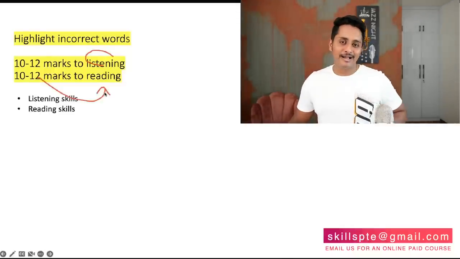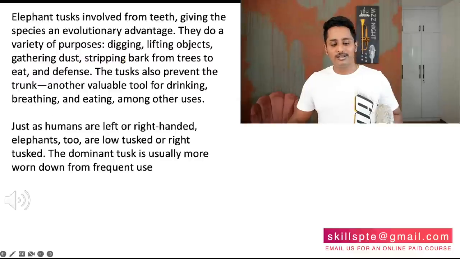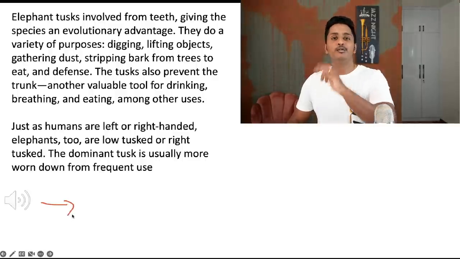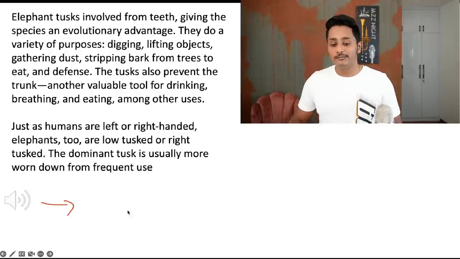Reading will get affected with this. It's a listening skill and reading skill. What is the module? They're gonna give you a paragraph like this. A text will be given, audio will be played. In the audio, a few of the things will be told differently.